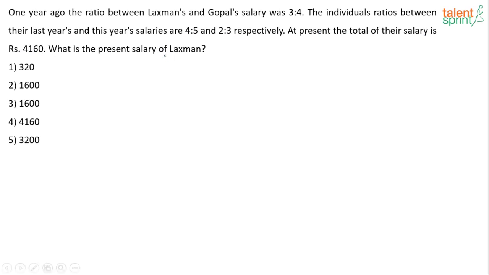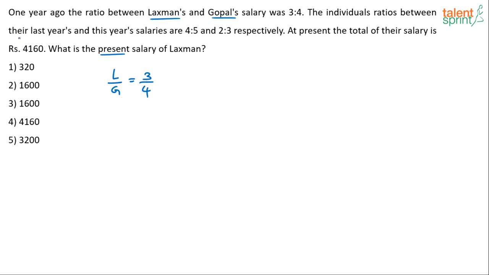Now, you got to understand that we have overall 4 variables here. Lakshman's and Gopal's salary last year and Lakshman's and Gopal's salary in the present year. So let's say that last year's salary were L and G. So what is the ratio? L by G is equal to 3:4. So last year, Lakshman's salary was L, Gopal's salary was G, the ratio was 3:4.